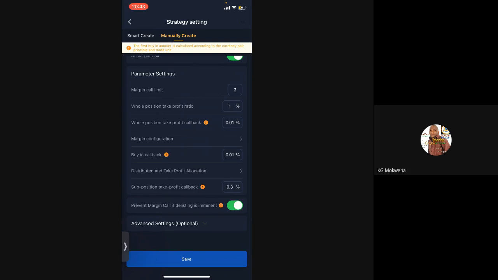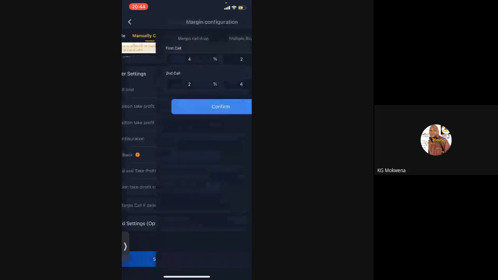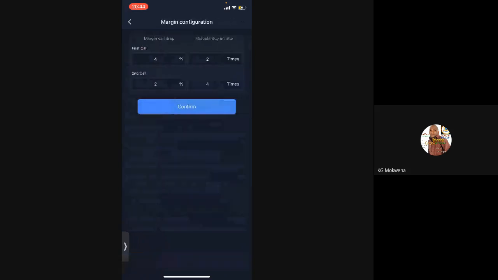So now, what we are going to do is this. We are now going to tell the robot how it is supposed to use the remaining $24, okay? That is going to be placed under margin configuration. Configuration simply means arrangement. So we're going to give instructions to the robot on how to use the remaining balance, which is $24. So now, by default, you can see what we have there.